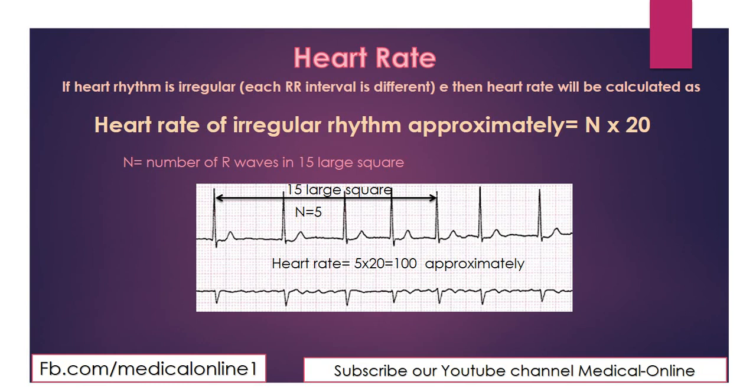Just remember, if the rhythm is irregular and you are going to calculate heart rate, first of all mark 15 large squares. After that you will have to count the number of R waves in those 15 squares. Then multiply that number by 20, and approximately it will become 100. So this is about heart rate, very simple and very easy to calculate.